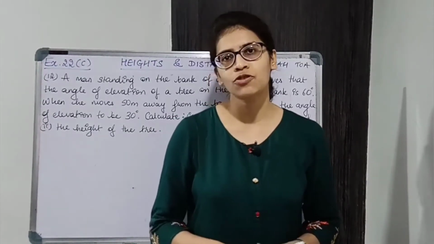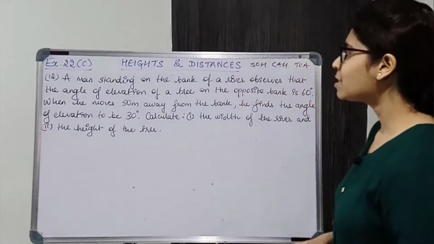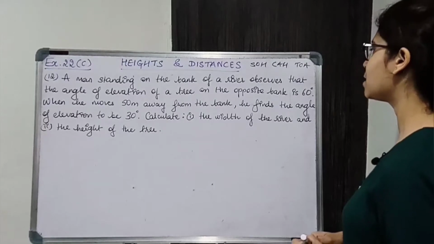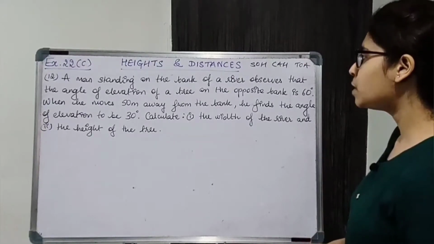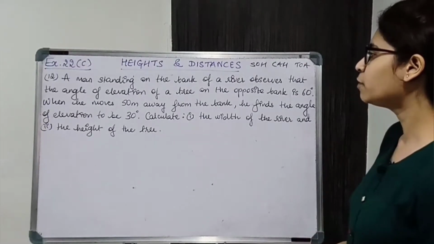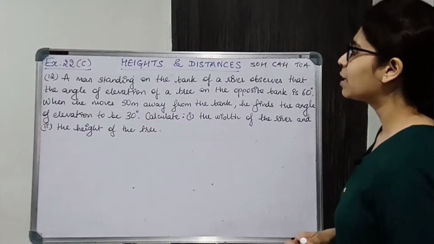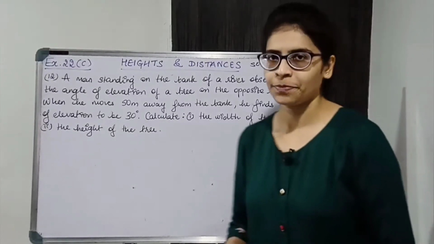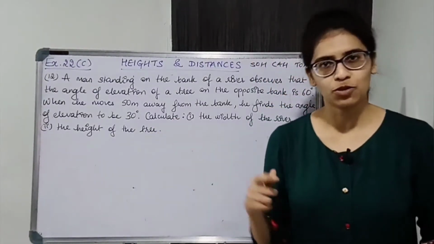So starting with question number 12, a man standing on the bank of a river observes that the angle of elevation of a tree on the opposite bank is 60 degrees. When he moves 50 meters away from the bank, he finds the angle of elevation to be 30 degrees. Calculate first part the width of the river and second part the height of the tree. We have already solved a similar kind of question earlier.